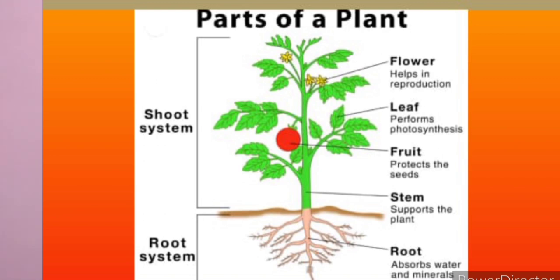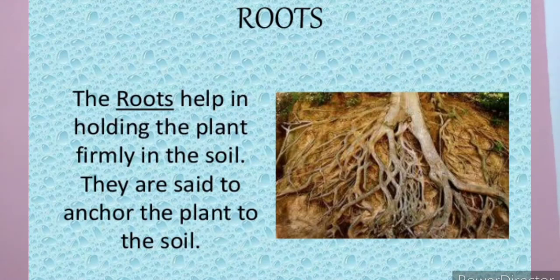Now, next we have the plant systems. A plant system consists of two things, the root system and the shoot system. Always a plant will have a root and a shoot. First, we will see the definitions of roots, stems and leaves, then their respective functions. First are the roots. The roots help in holding the plant firmly in the soil. They are said to anchor the plant to the soil.